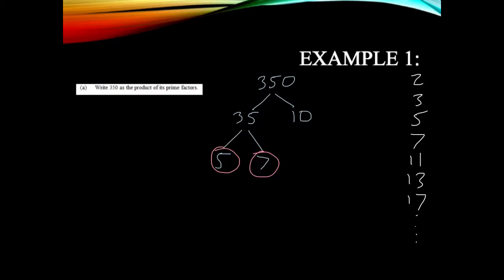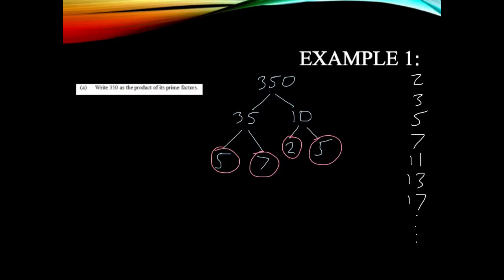I haven't yet circled 10, so what numbers multiply together to make 10, apart from 10 and 1, because that's not going to get us anywhere. It's going to be 2 and 5. 2 and 5, looking down my list, are both prime numbers, so we can circle them, and at that point we can stop. Now, I've used a method but I haven't yet answered the question.